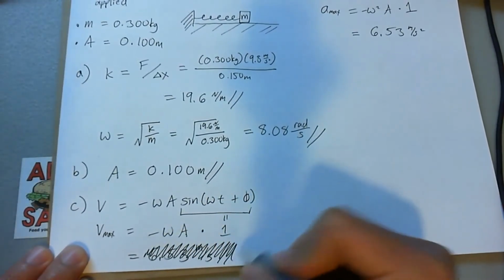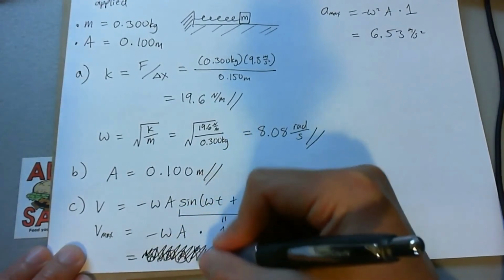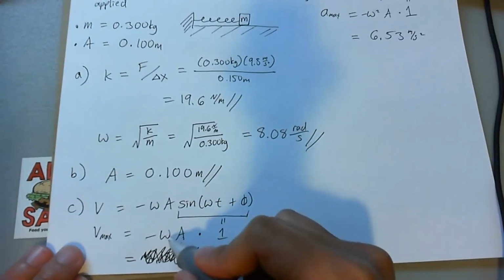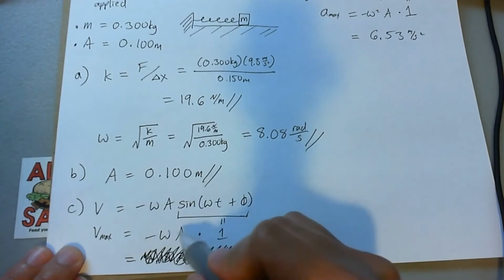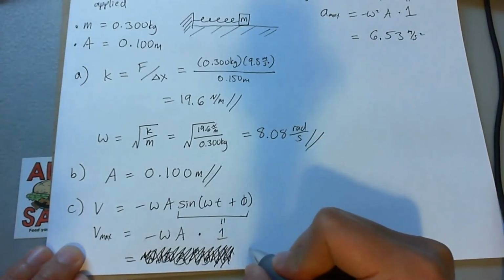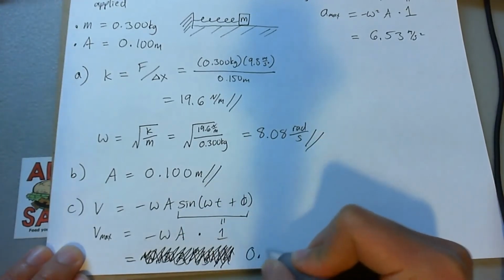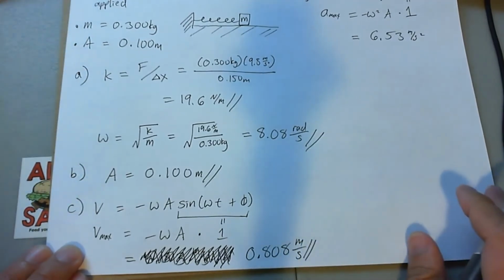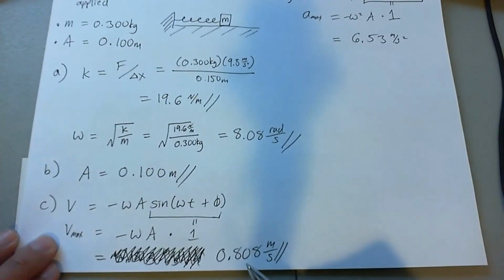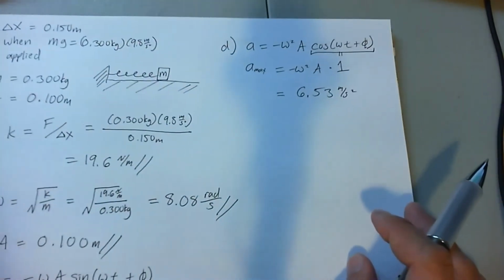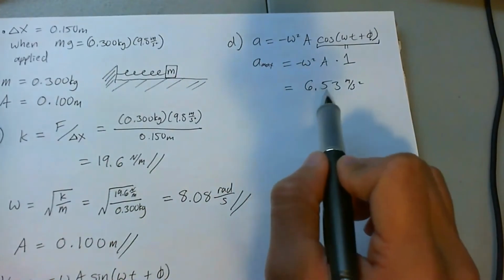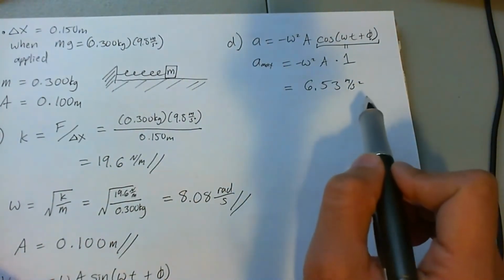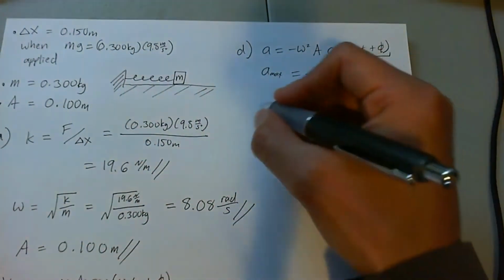Now that I've looked at it, my paper that I'm referencing does kind of confuse me. Of course, since omega is 8.08 and A is 0.1, this should actually be 0.808 meters per second. So my apologies for that mistake right there. So the answer to part C is 0.808 meters per second. And the acceleration is 6.53 meters per second squared. So apologize for that mistake.